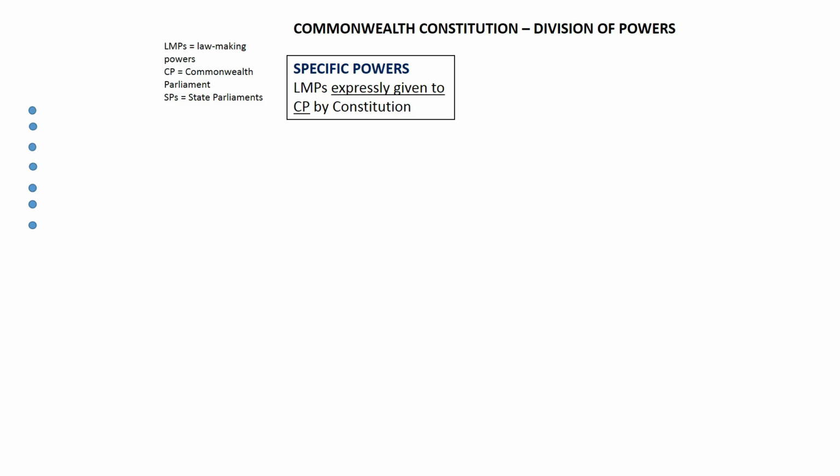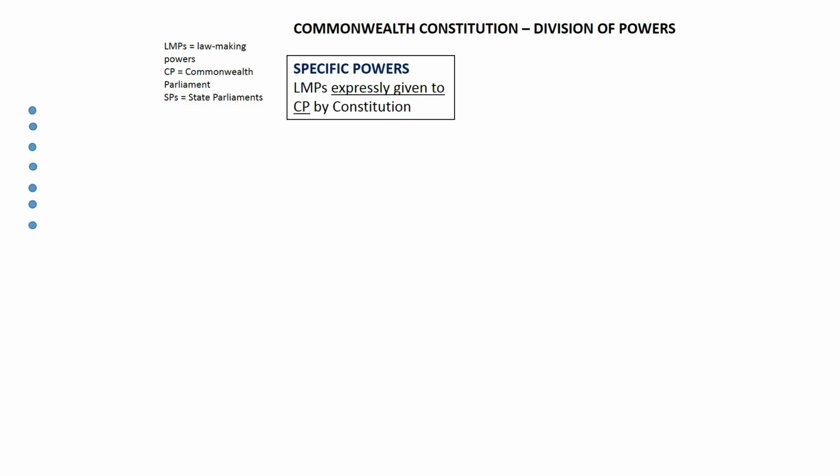You can see that Section 51 starts off by saying that the Parliament, and references to the Parliament in the Constitution are references to the Commonwealth Parliament. It states that the Parliament shall, subject to this Constitution, have the power to make laws for the peace, order and good government of the Commonwealth, that is Australia, with respect to, and then it lists a whole lot of different matters about which the Commonwealth Parliament can make laws.